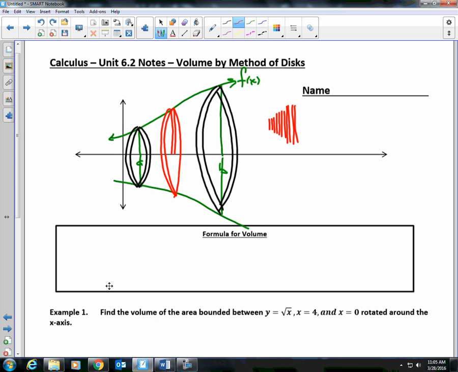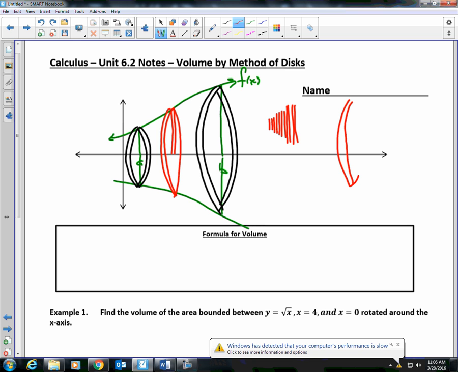The question is, how do you find the volume of something like that? Well, instead of finding the area of a rectangle, I'm going to find the volume of a disc. If I take one of those discs, that disc has a very specific radius, and it has a specific width. Somebody want to tell me whether I have horizontal width or vertical width for this disc? Horizontal width. So the width is dx.